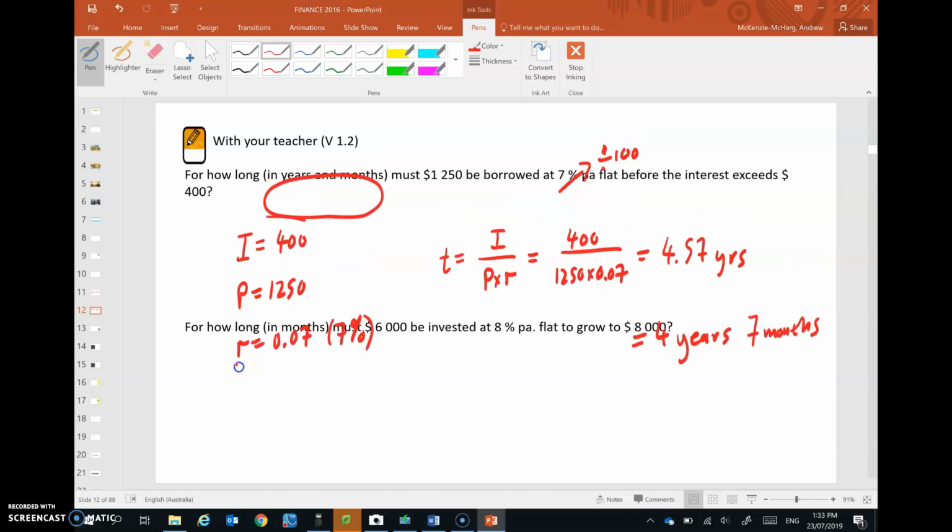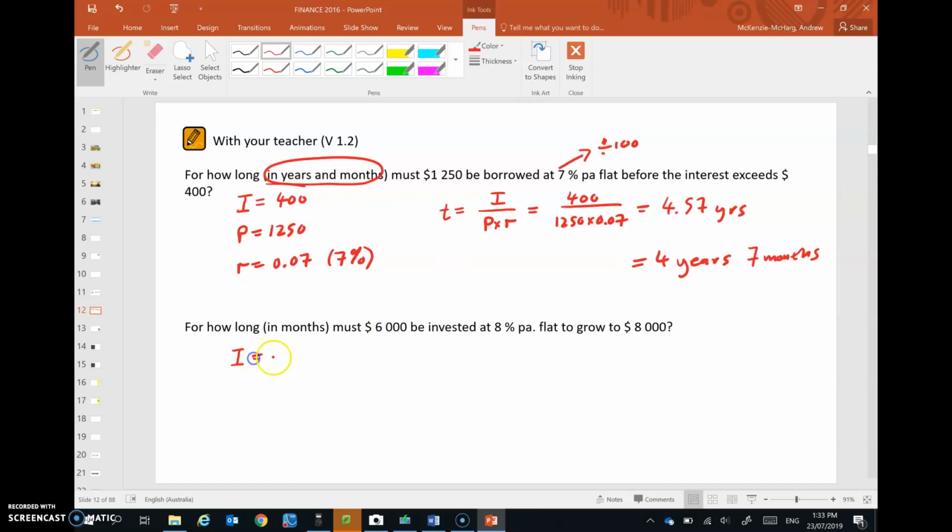Okay, this one's really similar. You've just got to be careful with that amount of interest though. So let's have a look at it. Right, so 6,000 grows to 8,000. How much interest is that? Well, it's the difference between those two. 8,000 take 6,000, $2,000. That's our amount of interest.